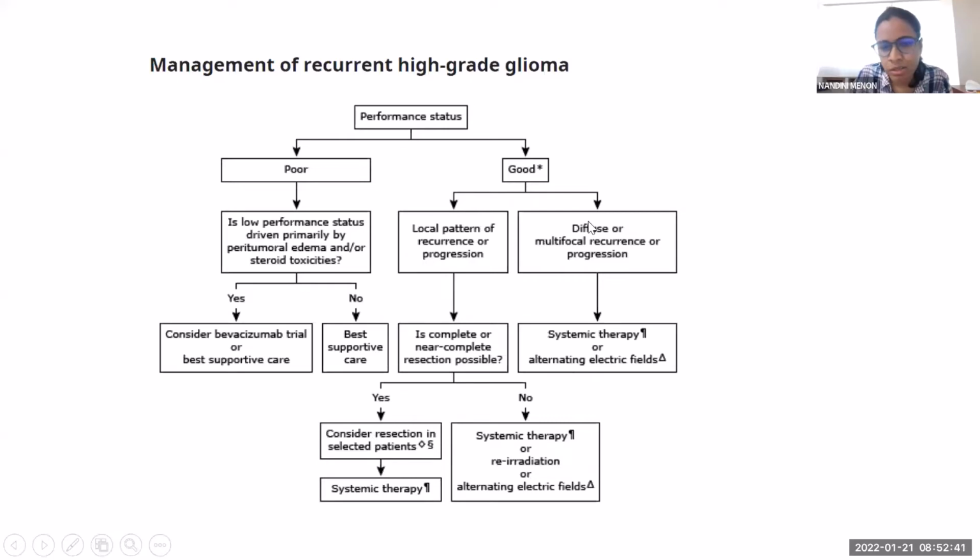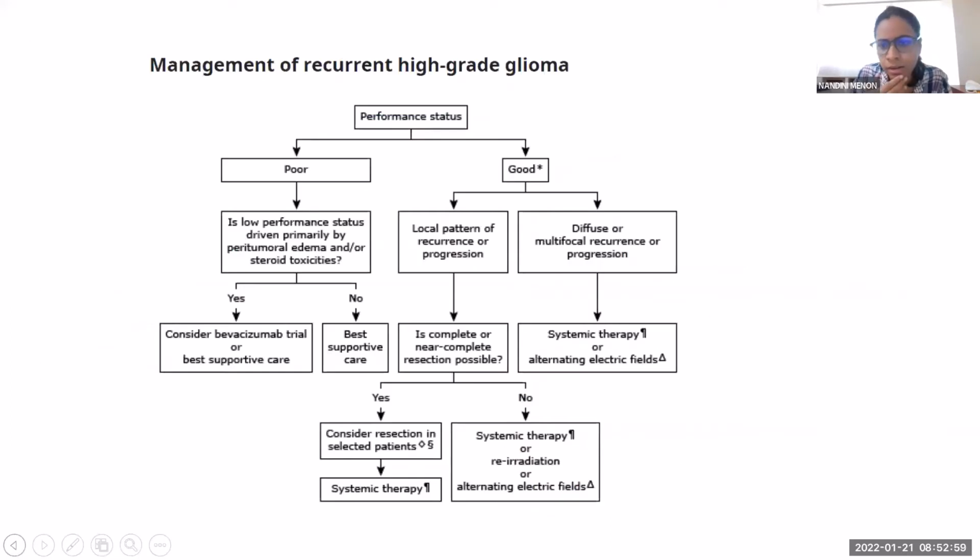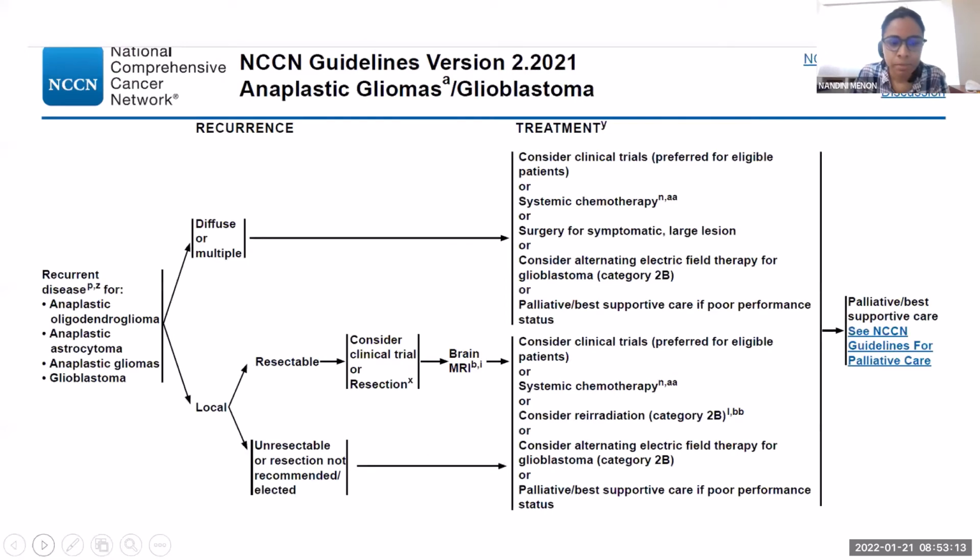And if it's a diffuse, multifocal recurrence, then it is usually systemic therapy or alternating electric fields, which is not available in our setting. So this is what is done, and very few patients go for re-radiation. In the retrospective data that I showed earlier, we had a re-radiation rate of only around 3.4% and a surgical rate of around 11%. So hardly 23 patients out of 700 patients went for re-radiation in our case series.